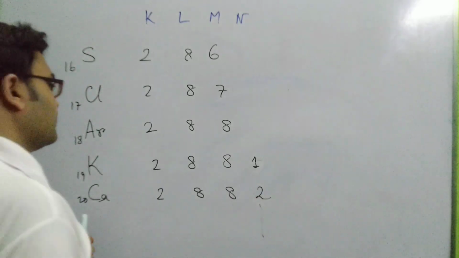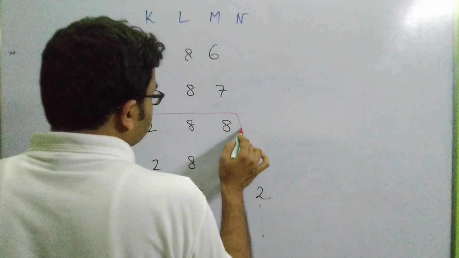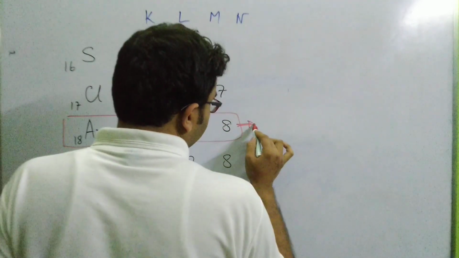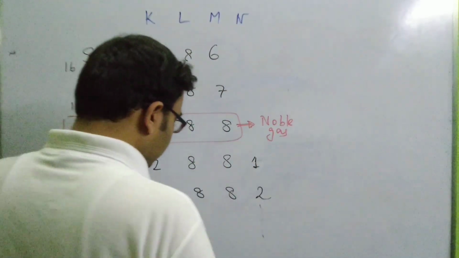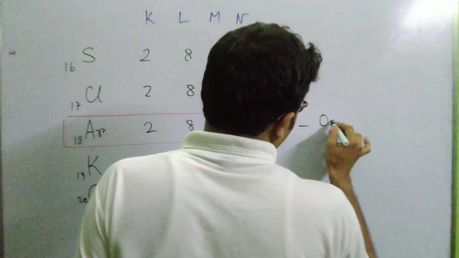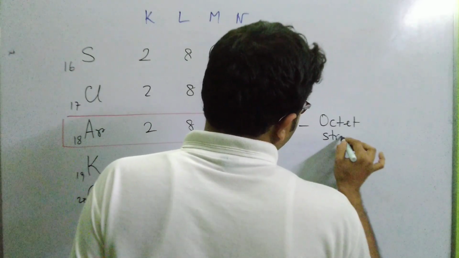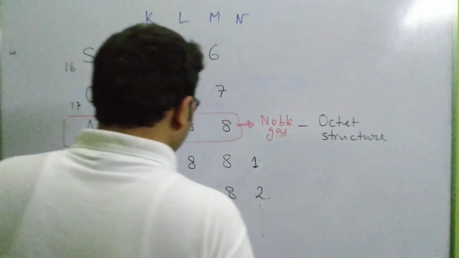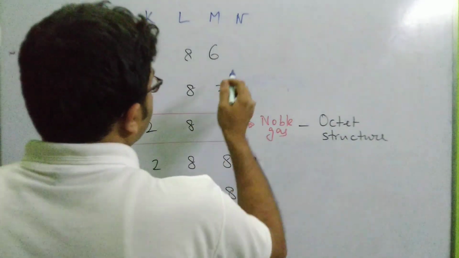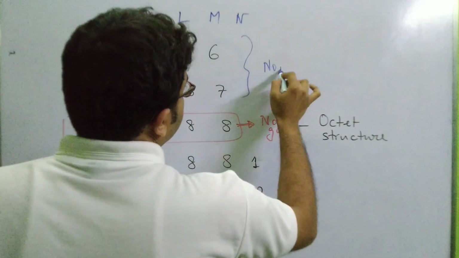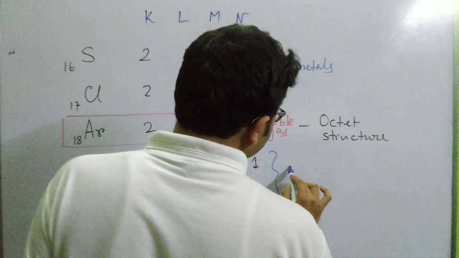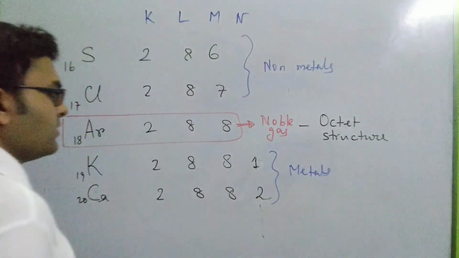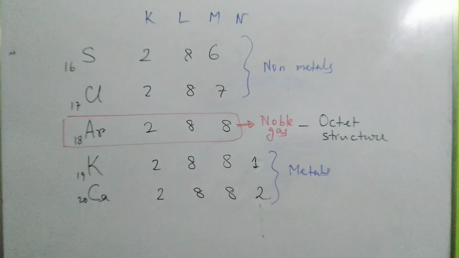So this is the electronic configuration. Here you see argon has 8 electrons in the outermost shell. This is a noble gas and it has an octet structure: 8 electrons in the outermost shell. Why am I writing this? Now I will explain. Whereas the above two have 6 and 7 electrons; these are non-metals. And the remaining last two have 1 and 2 electrons; these are the metals. So I hope you have got some clarity regarding the classification of elements into metals, non-metals or metalloids, and the noble gases.